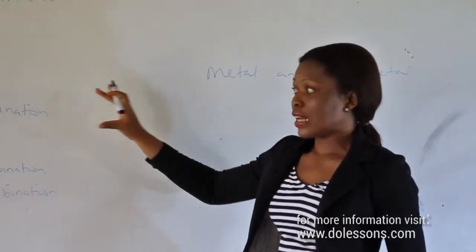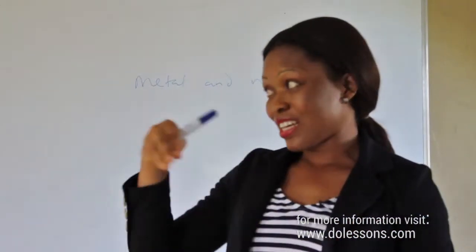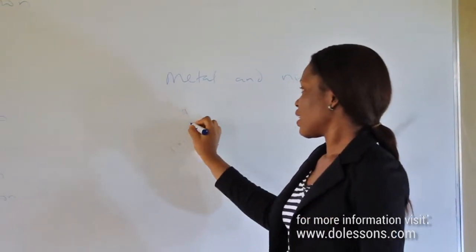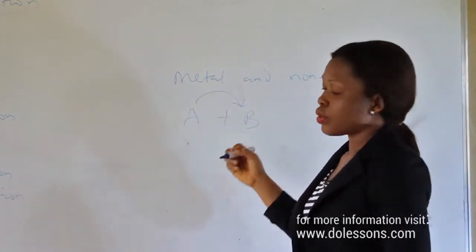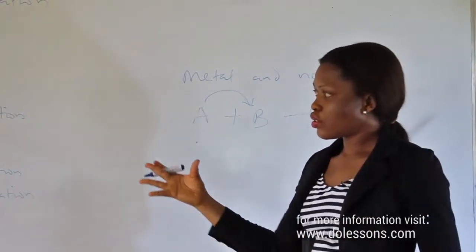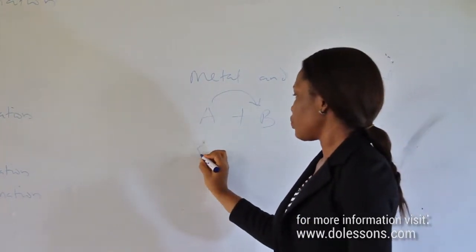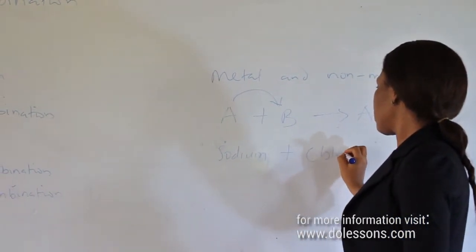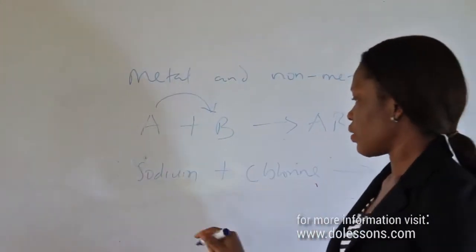The reason is that in electrovalent combination, one of the participating elements will have to give out electrons to the other combining element. For example, if element A is combining with element B, one of them will have to give out electrons to the other element so they can form AB. Let me show an example of electrovalent combination. A combination between sodium and chlorine is an electrovalent combination. Sodium is a metal while chlorine is a non-metal.